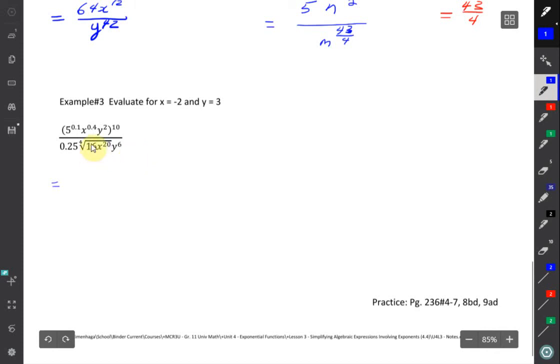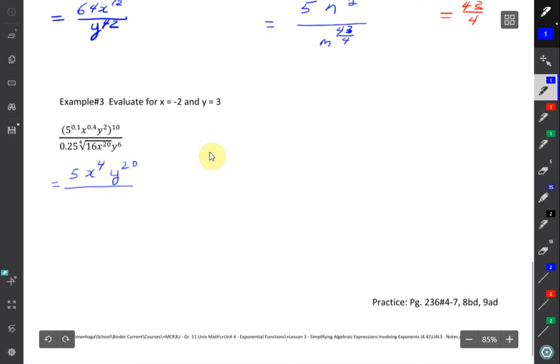We want to represent this radical as a power. So we're going to make this quarter an exponent similar to what we did before. So the exponent will be 1/4. And then here we want to apply this 10 through that bracket. If we do that, we end up with 5 to the 0.1 times 10 is 1. Don't need to write the 1. X to the 4. 10 times 0.4 is 4. And y to the 2 times 10 is 20.